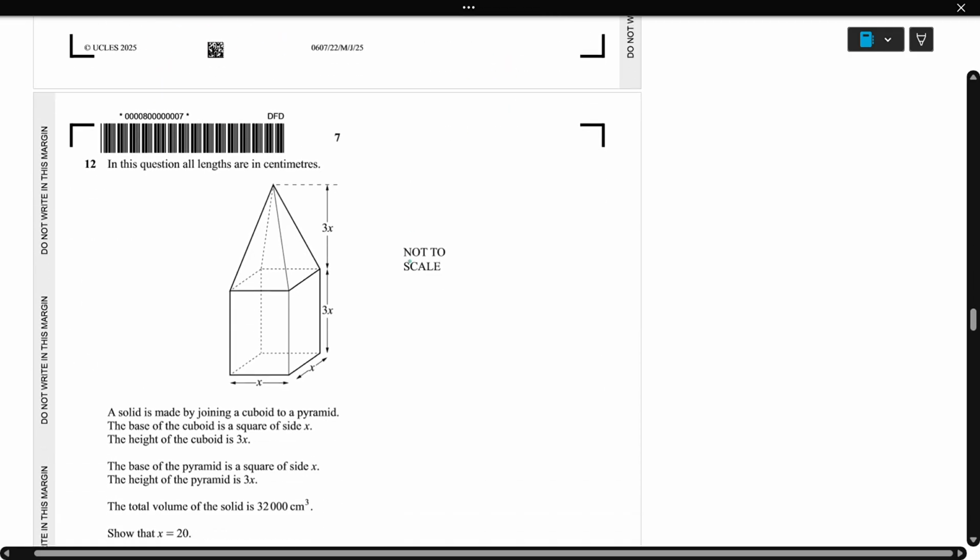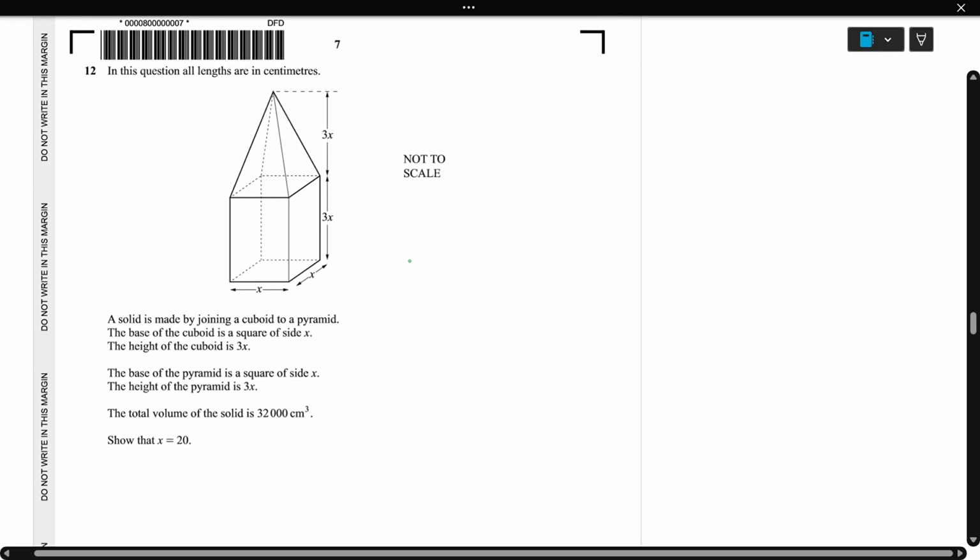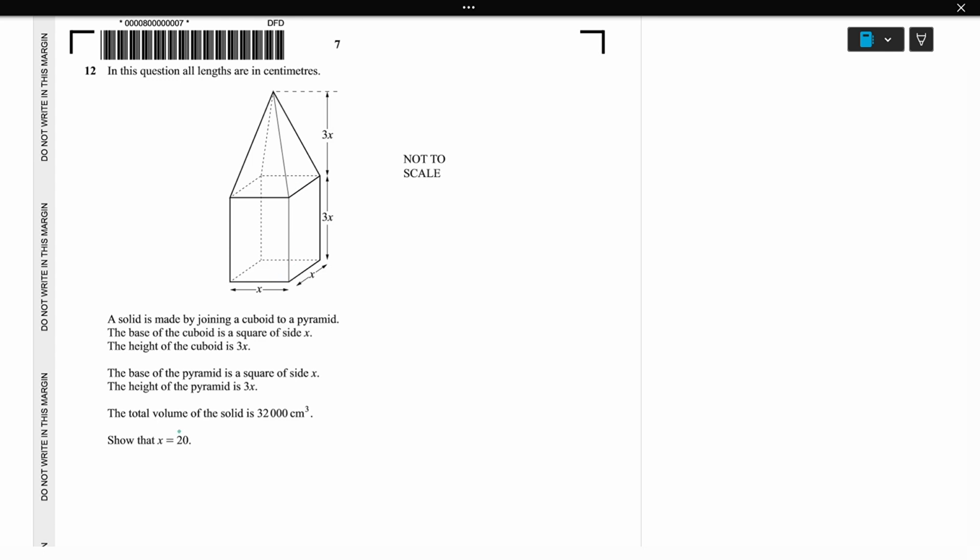Next, question 12. In this question, all measurements are in centimeters. The solid: the lower one is a cuboid, the upper one is a pyramid. The total volume is given. So the volume of the cuboid plus the volume of the pyramid is equal to 32000, which is given in the question. We need to find x.